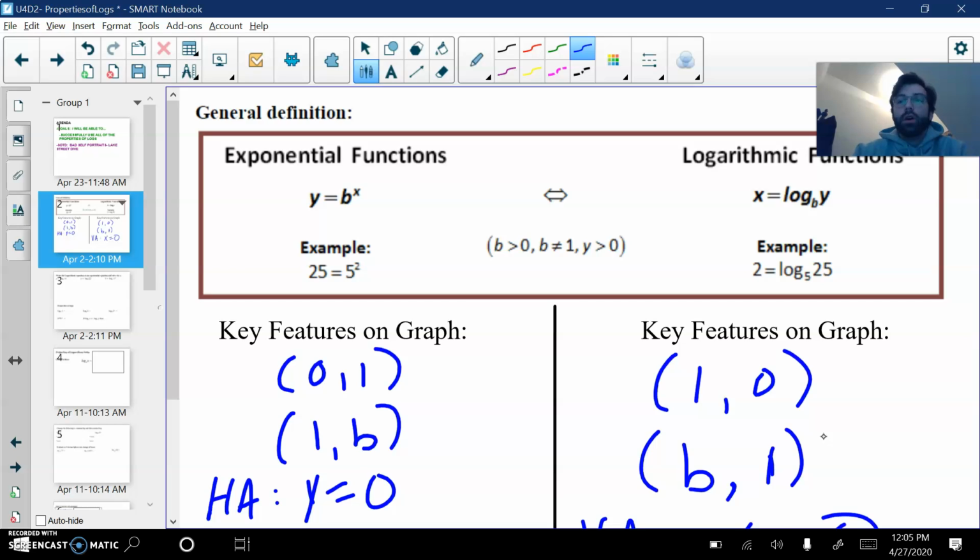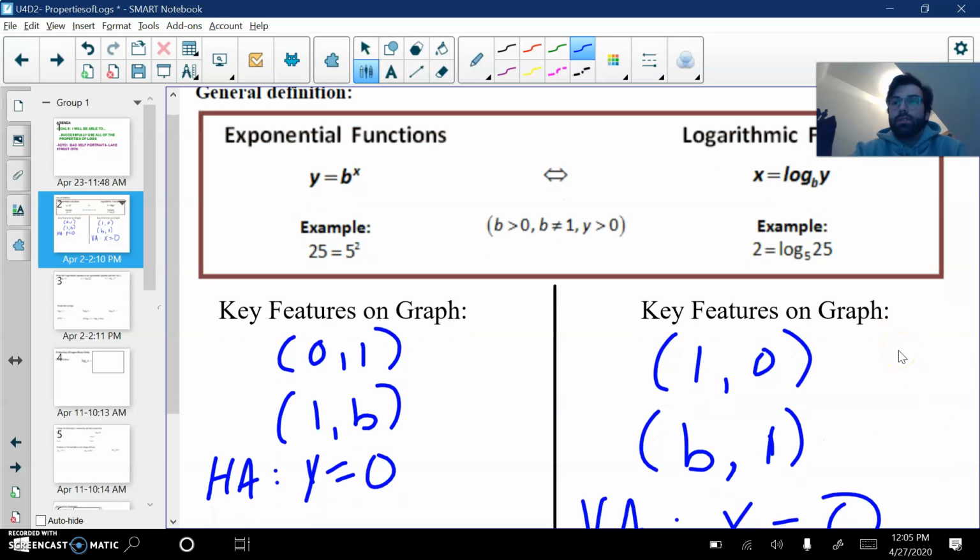Okay. To go from a log to an exponential, I just called it the circle of life. The base is 5. The exponent is 2. The answer is 25. Right there.